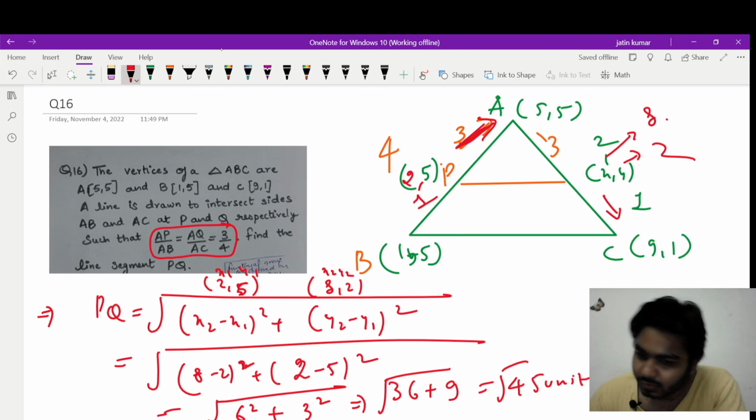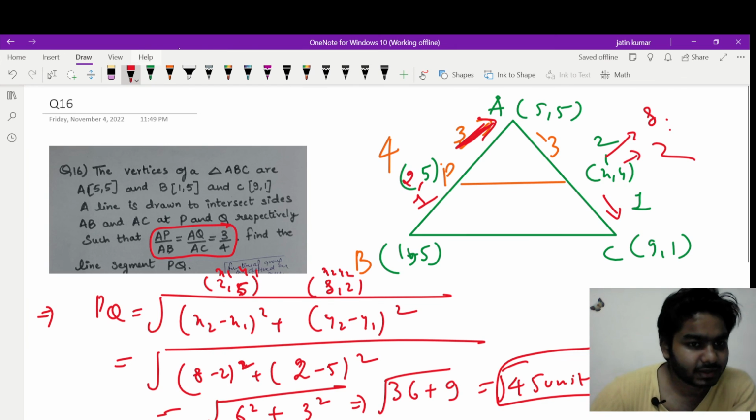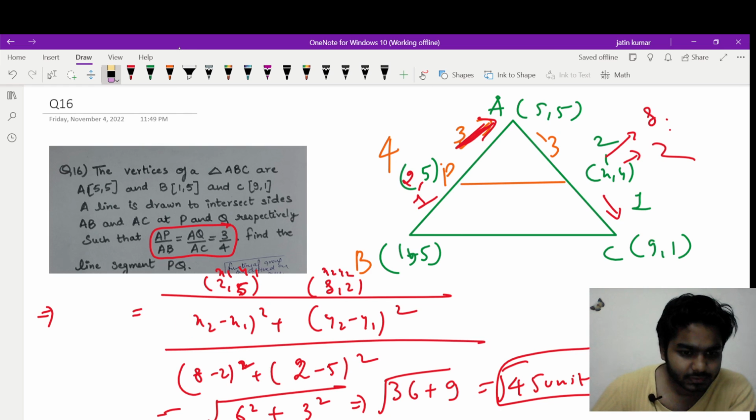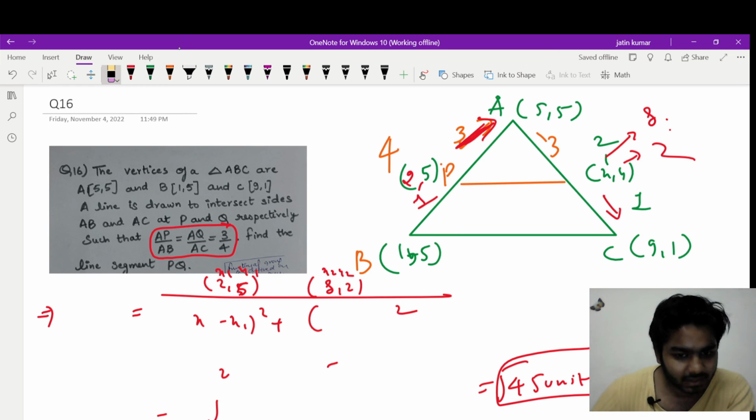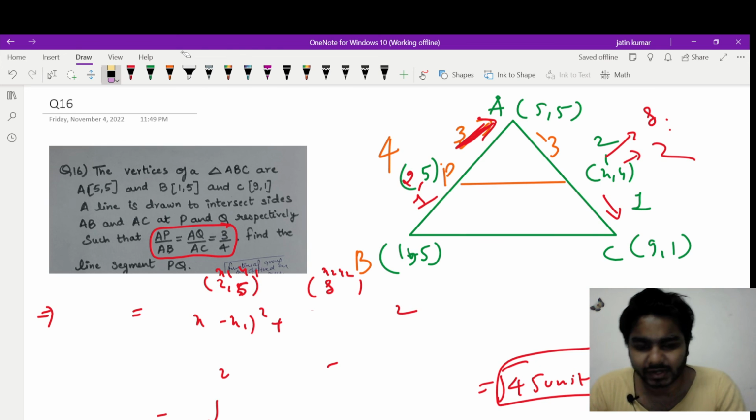In the book also root 45 units is given, and root 45 units is right in the book, but the coordinate (8,2) is wrong there, because we have got (8,2) and in the book the coordinates were given as (5,2), but root 45 units is the correct answer. So we have completed the exam type question. With this question we have completed the exam type questions of coordinate geometry of class 10.